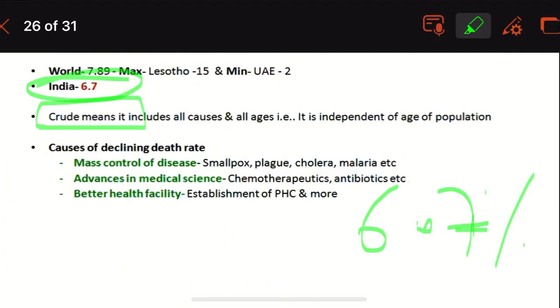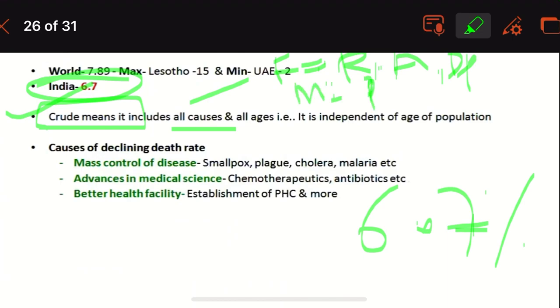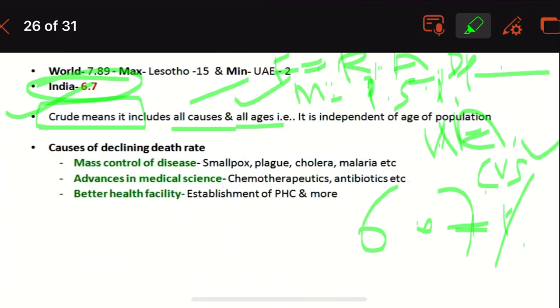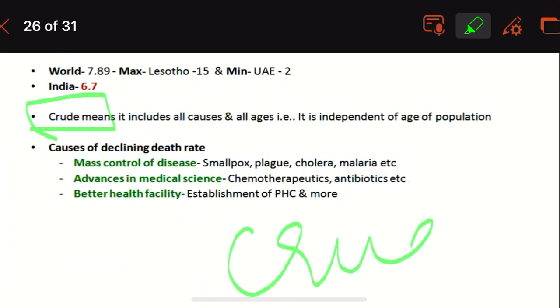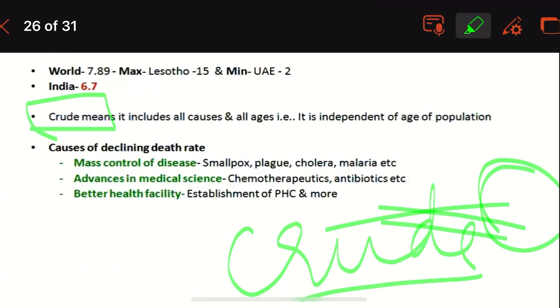Why do they consider it crude? It is because it includes all the causes of death. The causes of death, in females, could be reproductive diseases like uterine cancers, and then we also have abortions, postpartum complications and all those things. In males, prostate cancers, STDs, heart attack, cardiovascular diseases, kidney diseases, in developing countries and non-developing countries, irrespective of all the ages. So irrespective of the age, irrespective of the cause, it is independent of the age of the population. That's why the word crude is used: in general, we are considering the whole, irrespective of any age, any cause.